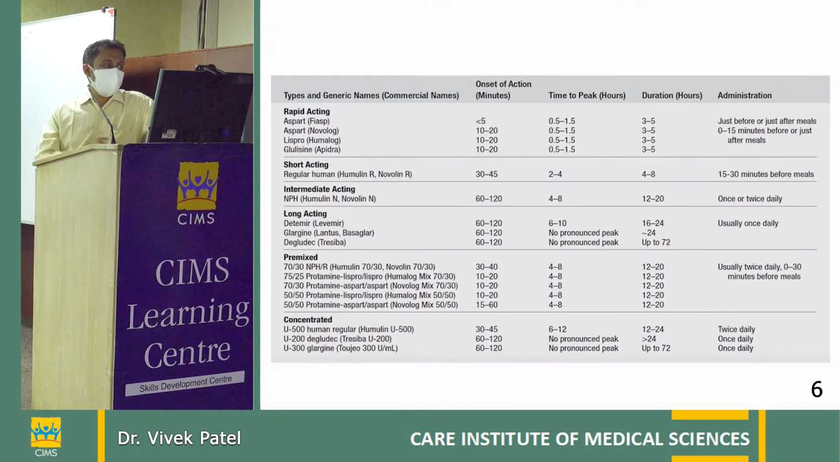For the long-acting insulin, we have basal insulin, Lantus, Tresiba, and even the latest generation concentrated insulin U300 glargine, that is Toujeo. They are 24-hour working medicines. And these insulins are also available in combination, that is, in premixed form.